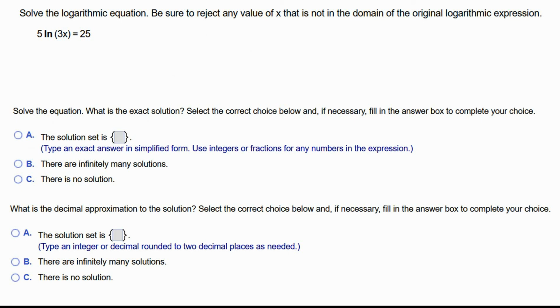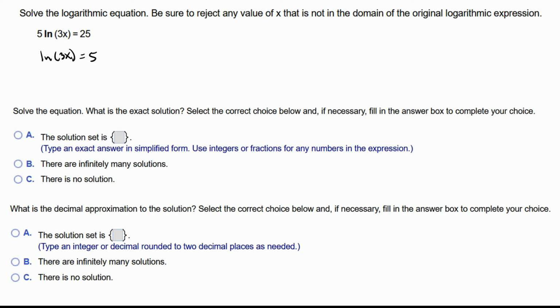Here, let's solve and then check. So notice that the 5 can be divided into that 25. So just divide both sides by 5. So that gives us the natural log of 3x is equal to 25 divided by 5. We just get 5, right?